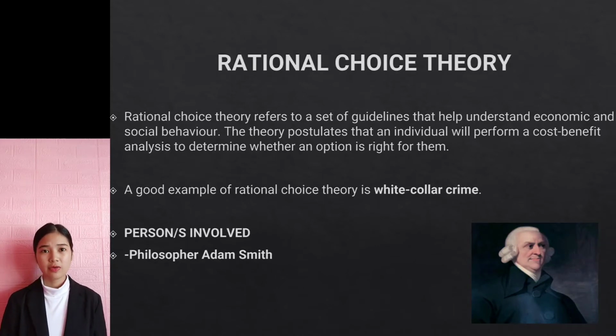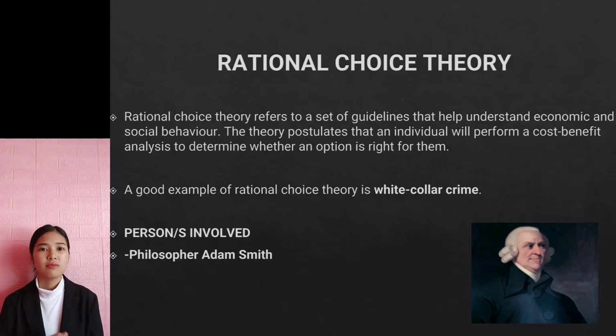Rational choice theory refers to a set of guidelines that help understand economic and social behavior. The theory postulates that an individual will perform a cost-benefit analysis to determine whether an option is the right one for them. A good example of the rational choice theory is white-collar crime. The white-collar criminal premeditates the weighing of options and decides the personal benefit of stealing money outweighs any chance of his or her theft being discovered.